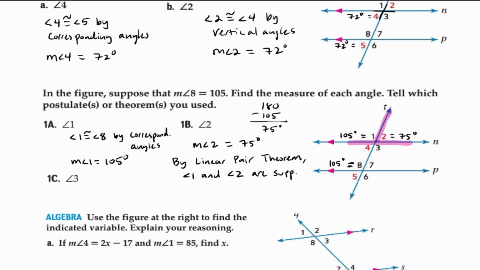And we're going to figure out how long the measure of angle 3 is. This is where angle 3 is located on the diagram. And this one's really easy because we know that the measure of angle 1 is 105 degrees. So that means the measure of angle 3 must be 105 degrees as well, because angles 1 and 3 are congruent by the vertical angles theorem.